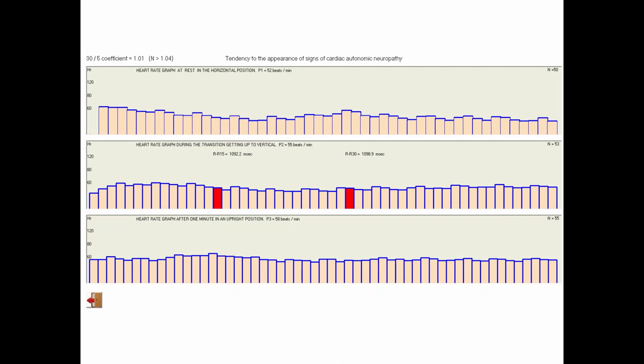The results of a 3-minute recording of pulse waves during an orthostatic test are shown here. The 30th and 15th cardio intervals are highlighted in red.